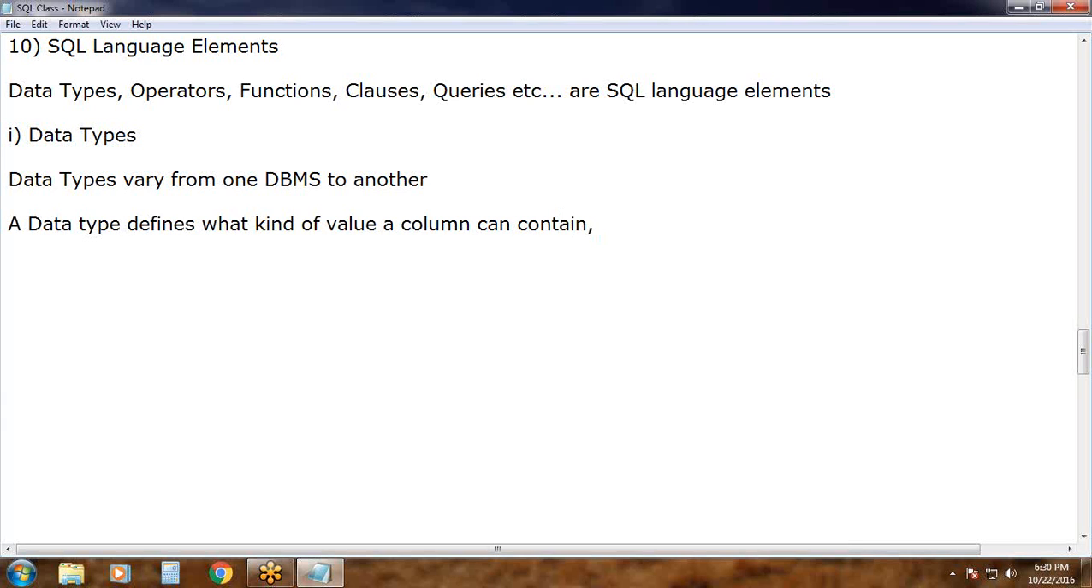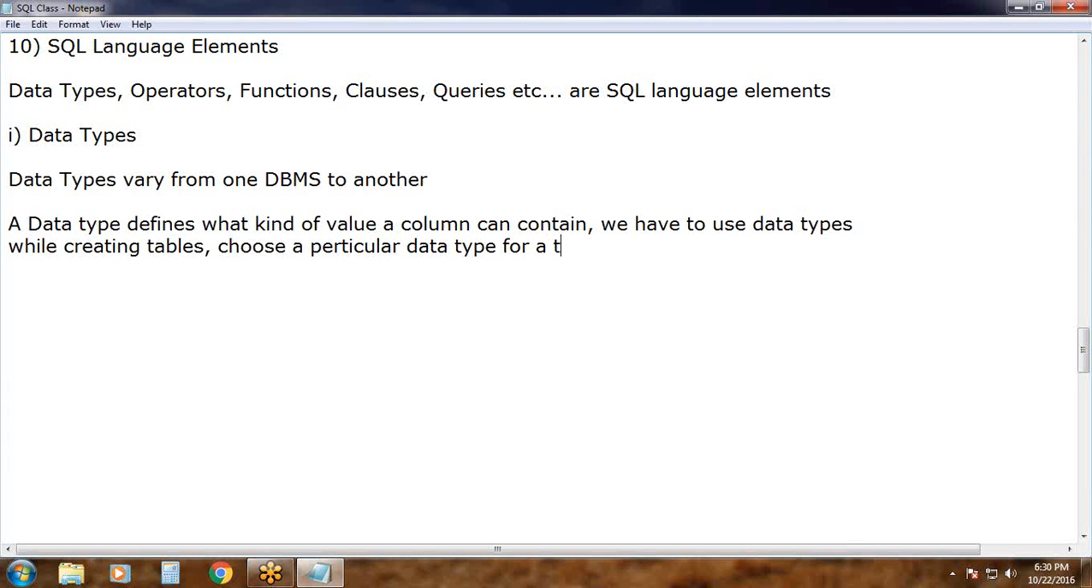We have to use data types while creating database tables. Choose a particular data type for a table column based on your requirement.